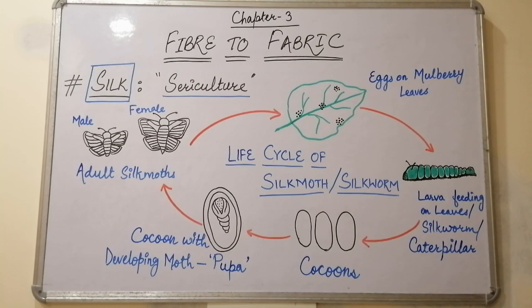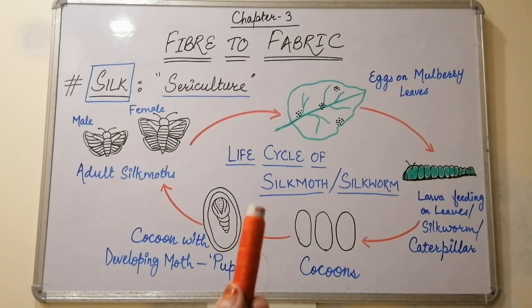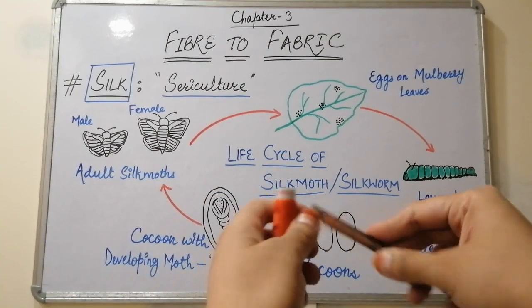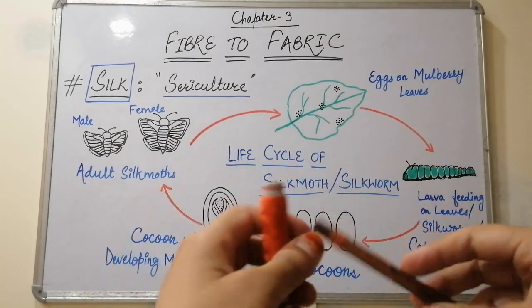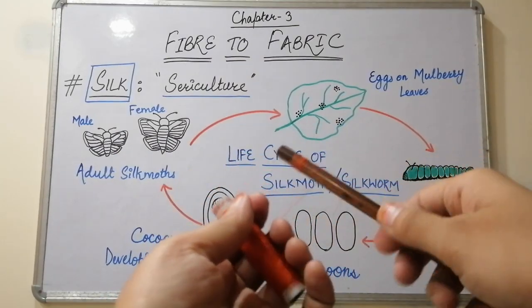becomes softer, and after this the reeling is done. Okay, reeling means the cocoon is opened up and the fibers are removed, and they are reeled on a specific object. This object is known as a reel, and this process, when we wind the fiber over another thing, is known as reeling. So suppose this is your cocoon, and we are removing the fibers from the cocoon and reeling it over some other object.